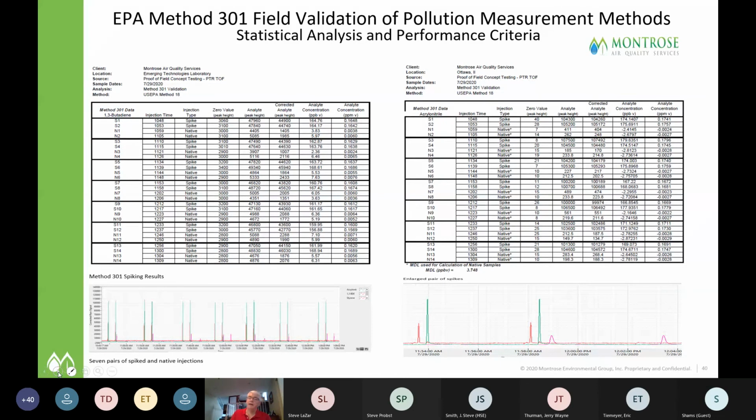It's 12 pairs of spiked and unspiked analysis. So you actually run some calibration gas up while you're sampling the actual stream. And that's what we had here. You can see down below each one of the 14 injections, all the data. It's a lot of numbers. It took almost all day to do this.